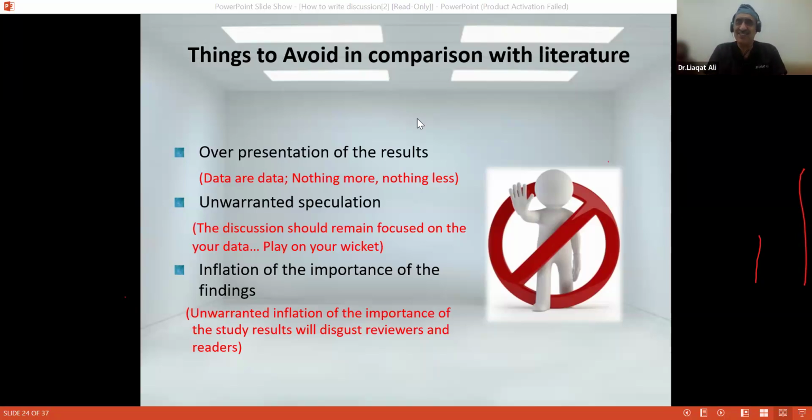Unwarranted inflation irritates Iqbal Haider. चलिए जी आगे. नेक्स्ट प्लीज.